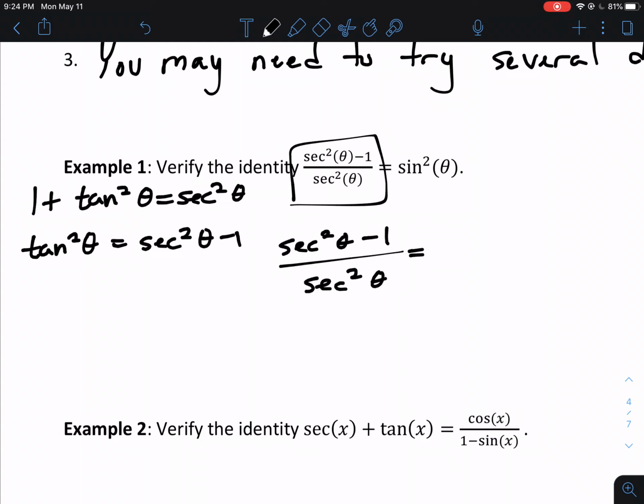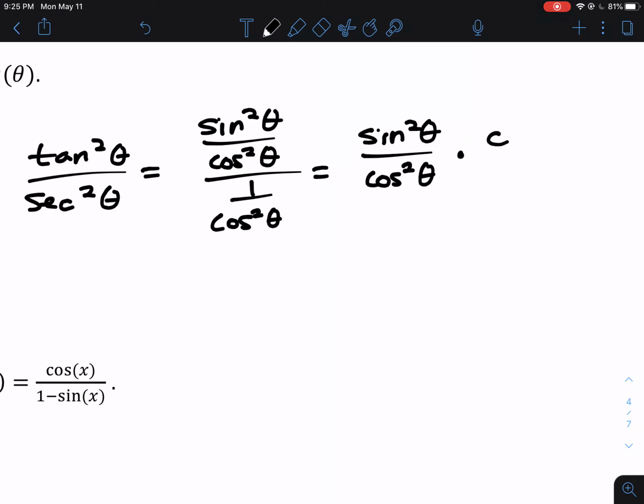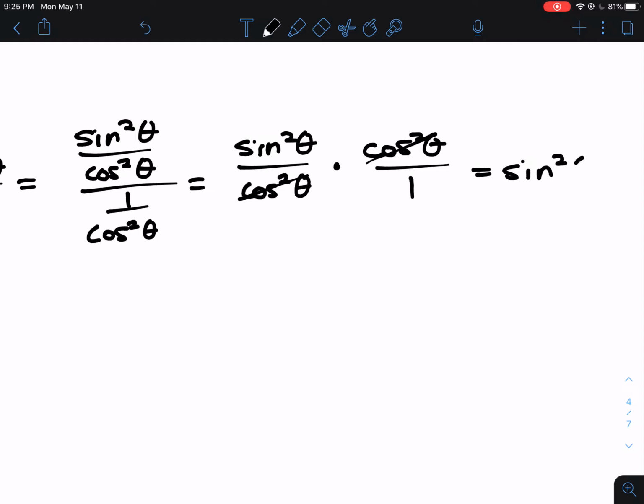All right, so then let's just do a little bit of algebra. Let's rewrite this expression, leaving sine squared theta over cosine squared theta, but instead of dividing by 1 divided by cosine squared theta, let's multiply by its reciprocal, which is cosine squared theta over 1. That allows you to cancel out cosine squared theta and cosine squared theta, which leaves you with just sine squared theta over 1, or sine squared theta. And hey, guess what? That was what we wanted in the first place.